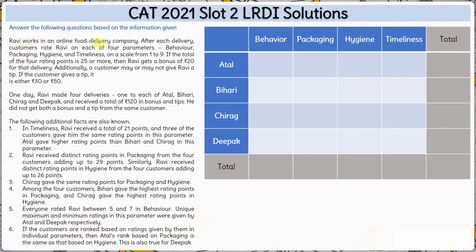Ravi works in an online food delivery company. After each delivery, customers rate Ravi on each of the four parameters: behavior, packaging, hygiene, and timeliness on a scale from 1 to 9. If the total of the four ratings points is 25 or more, then Ravi gets a bonus. Okay, great. There are a couple of things.